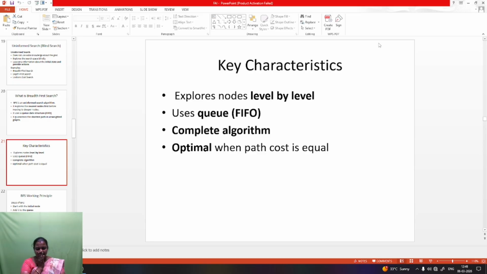The BFS algorithm starts searching from the root node of the tree and expands all successor nodes at the current level before moving to nodes of the next level. The breadth first search algorithm is an example of a general graph search algorithm. BFS is implemented using the FIFO queue technique.